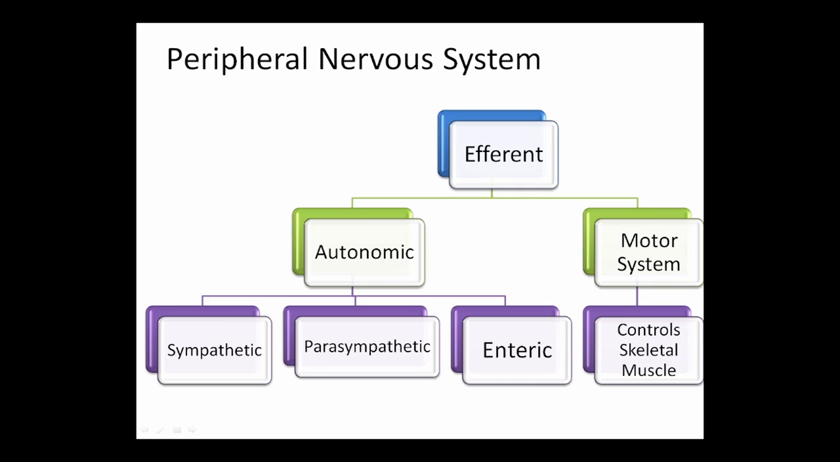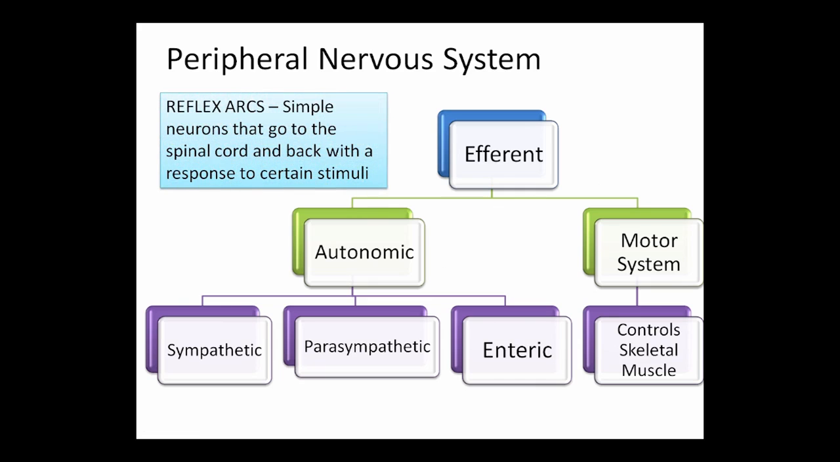So let's talk about the peripheral nervous system. One thing that we do have is reflex arcs. These are a response to certain stimuli that's automatic. It's an automatic response. We do it without even thinking about it. It's like removing your hand when you touch something hot. Reflex arcs are simple neurons. They go to the spinal cord and are sent back with a response to these certain stimuli.